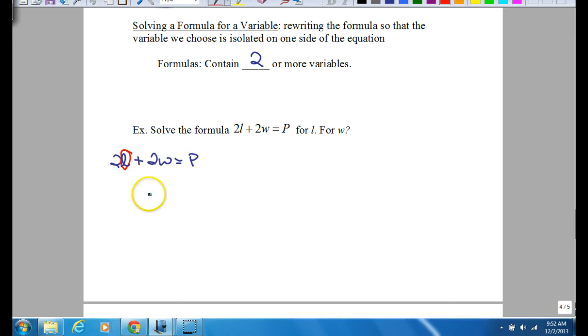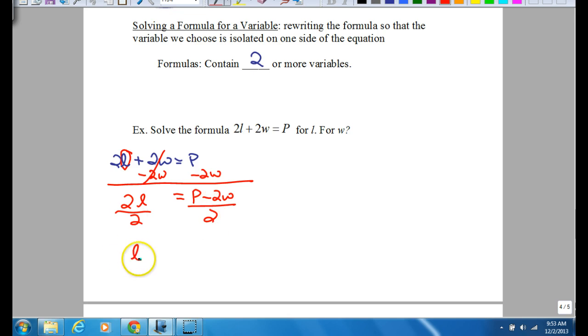2W. And it's positive. So how would I get rid of that 2W? Yep, I'm going to subtract it from both sides of the equation. So this cancels out. And now, can I actually take 2W away from P? No, so I have to rewrite it. Now what do I need to do to isolate the L? Yep, divide them both by 2. So L ends up being P minus 2W over 2.